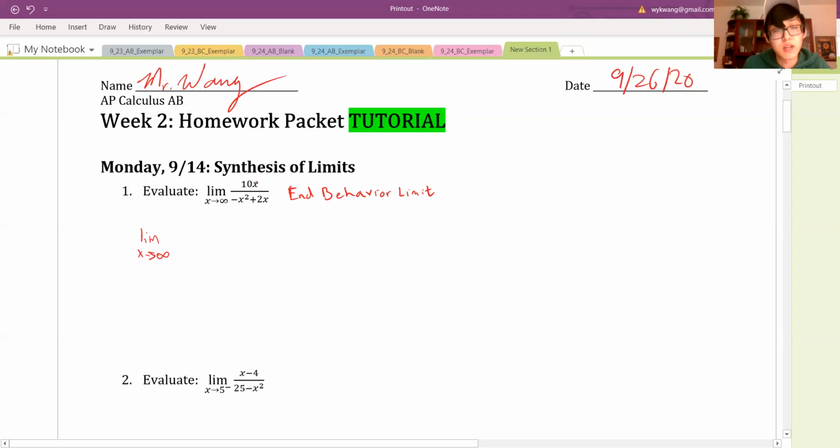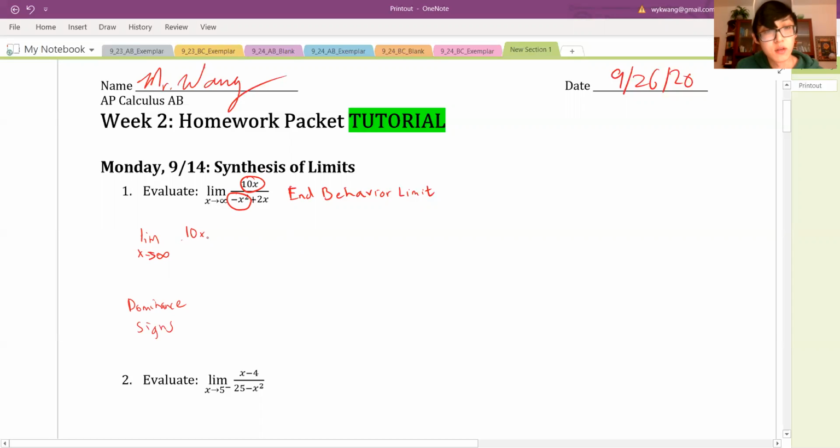So the limit is x going to infinity. In the numerator, the dominant term is obviously 10x because that's the only term. I'll circle it. In the denominator, we see x squared and then we see the 2x. Well, we know x squared is dominant over 2x, so I'm going to circle the x squared. But I can't just circle x squared. I also have to circle the negative symbol in front of it because we have to pay attention to the signs of the terms as well. So those are the two things for end behavior limits: dominance and signs.